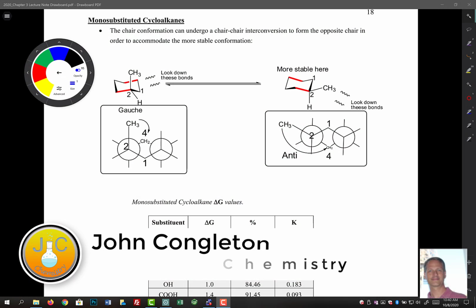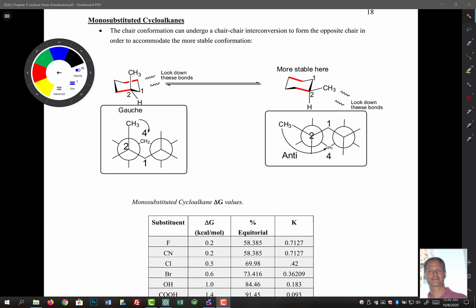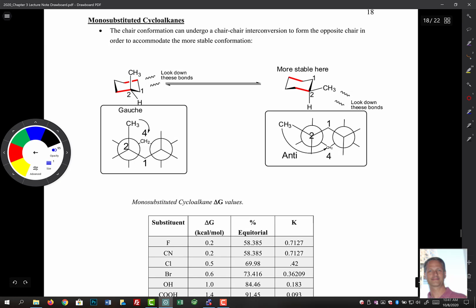To take a look next with you at monosubstituted cycloalkanes. So let's take a look at something relatively simple to start with, and that is toluene. So we'll just put that CH3 right there. Now I'm going to draw this a certain way just to make our Newman projections a little bit easier to look at. So that CH3 group could be pointing up or it could be pointed down.